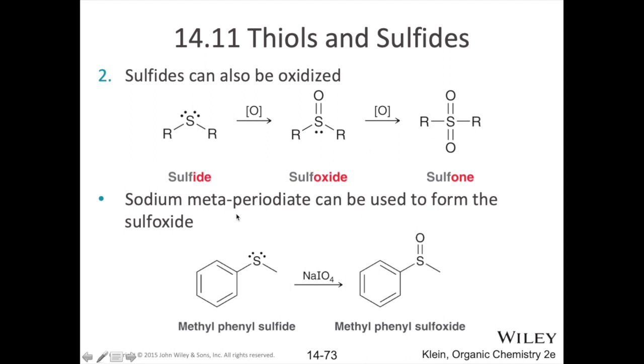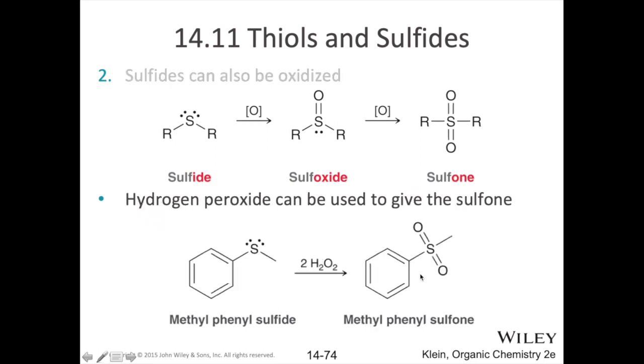All right, so the way you want to make a sulfoxide is you would use sodium periodate as your reactant to oxidize your sulfur into the corresponding sulfoxide.